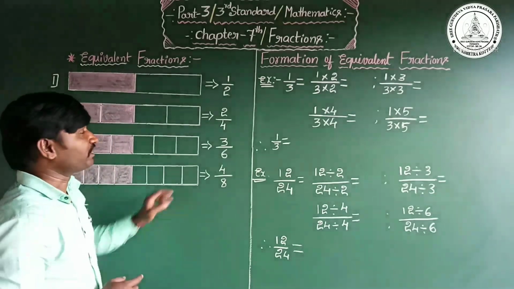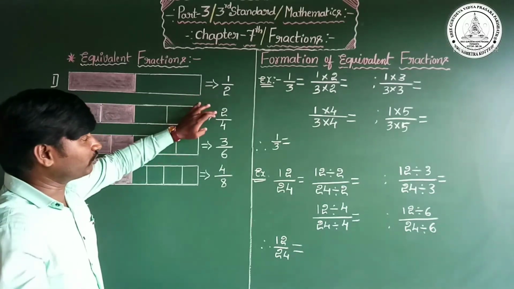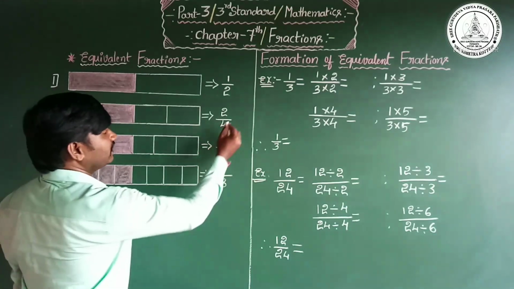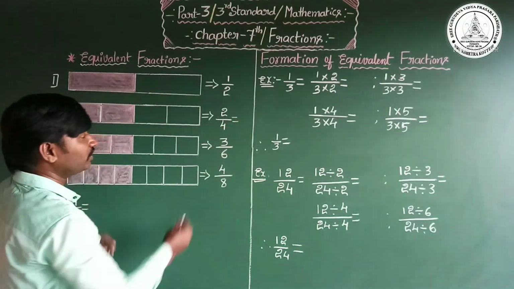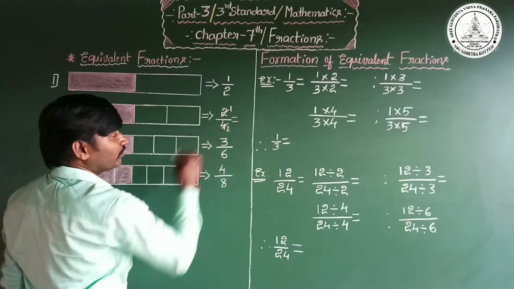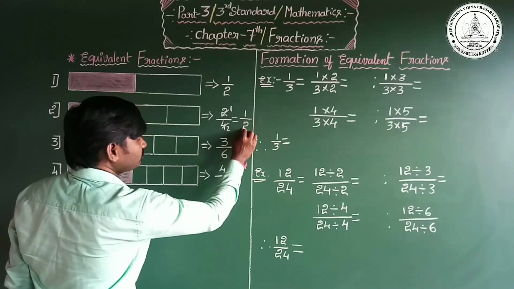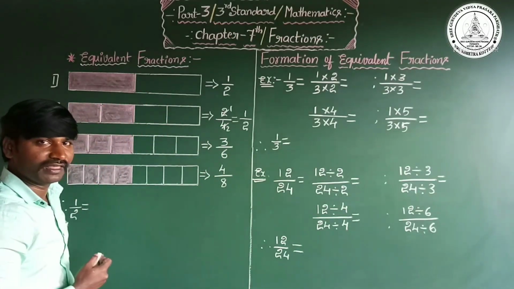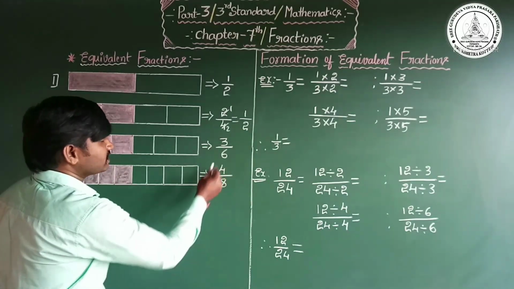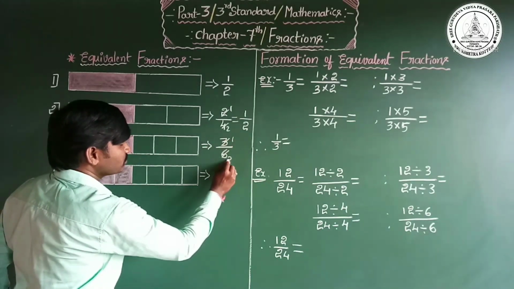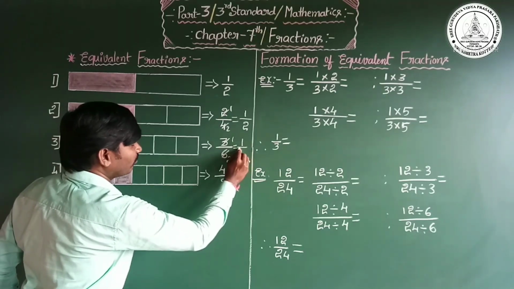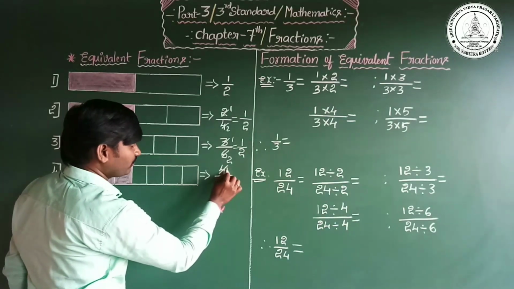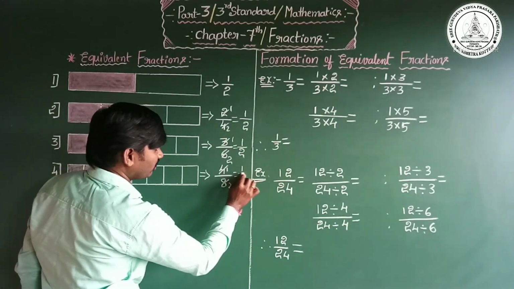This indicates 1 by 2 is nothing but 2 by 4, or 3 by 6, or 4 by 8. Here 1 by 2 is what we call half. How? 2 ones are 2, 2 twos are 4. So it means 1 by 2. Next, 3 by 6: 3 ones are 3, 3 twos are 6. This is also half, 1 by 2. Next, 4 ones are 4, 4 twos are 8. Yes, 1 by 2.